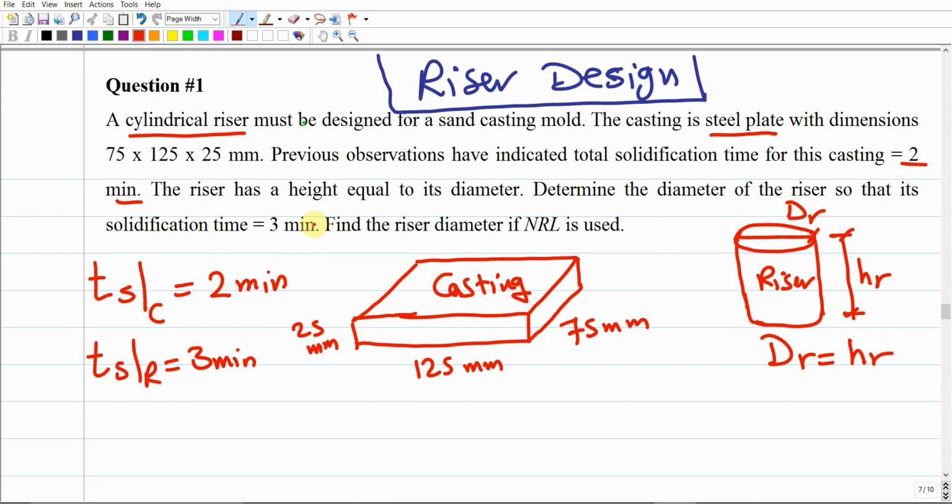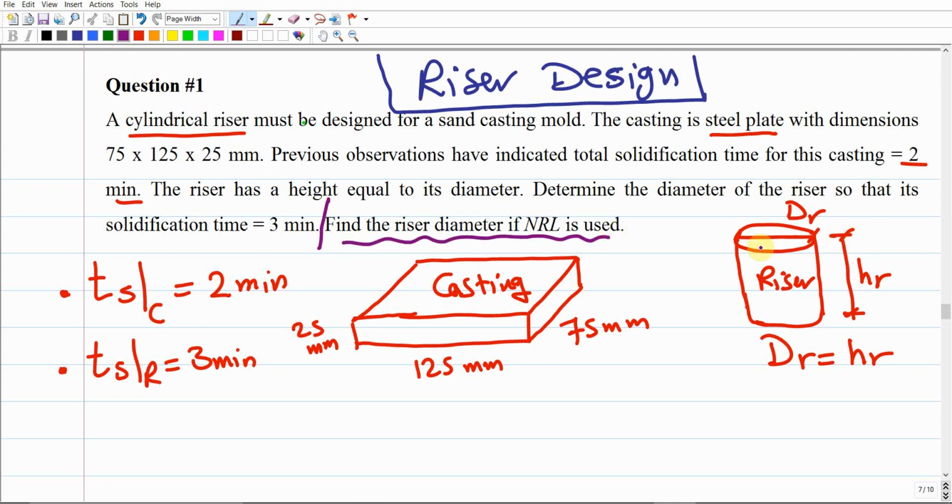For the riser design, we said that we have two methods. The first method is the Chvorinov's method, and this method depends on the difference between the solidification time of the riser and the solidification time of the casting, right? And he gave us the solidification time of the riser and the casting. Then he asked us to find the riser diameter if the NRL method, the Naval Research Lab method, is used. So before this statement, initially you have to solve the problem using Chvorinov's method to find the diameter.